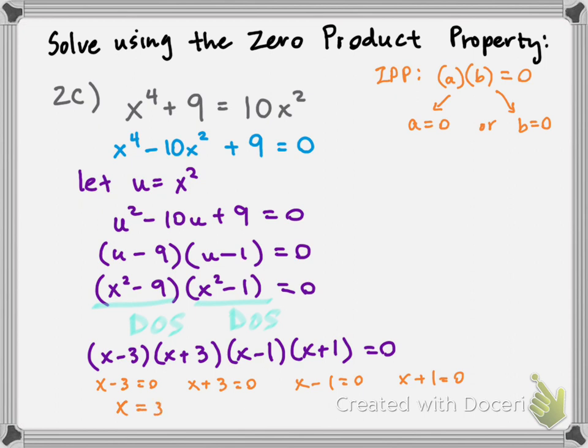So x is either equal to 3, x is equal to -3, x is equal to 1, x is equal to -1. So let's write our final answer in set notation off to the side. And we have {-3, -1, 1, 3}, close your set.